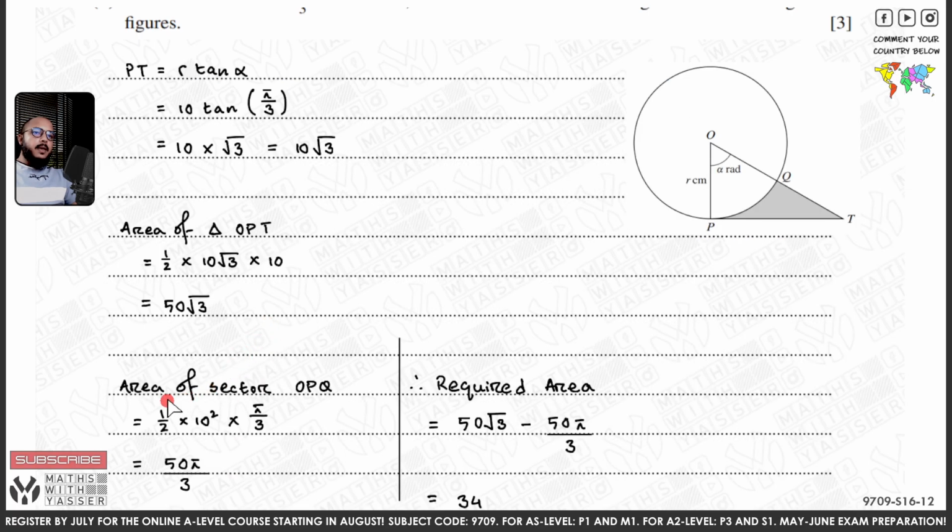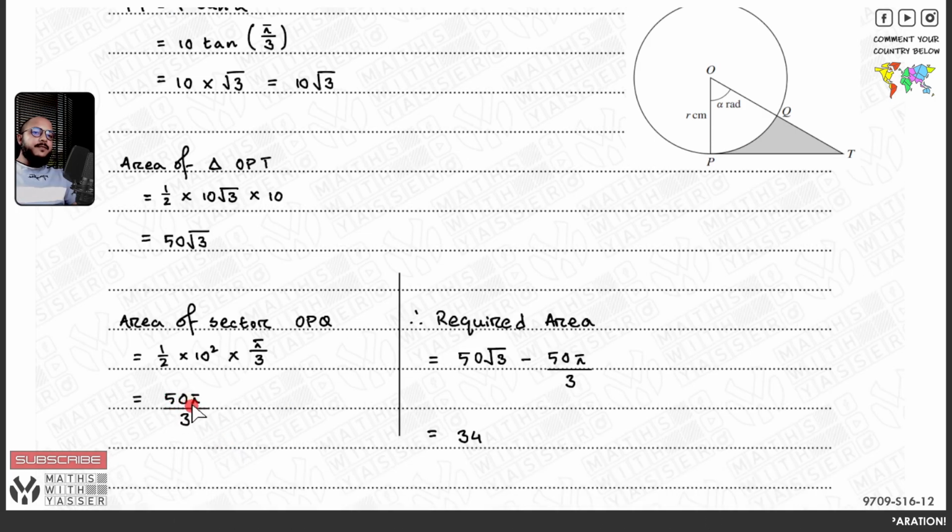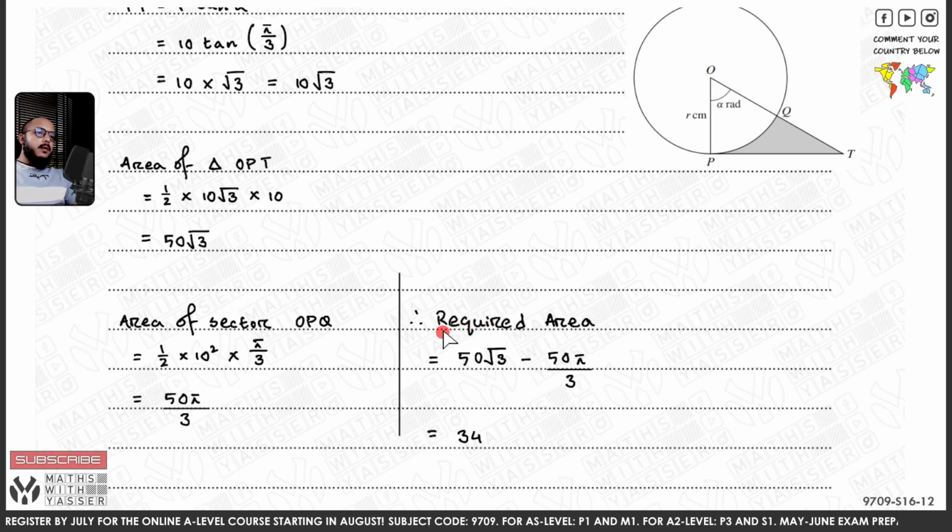Now for the area of the sector OPQ, the formula that we are using now is half R squared theta. So R is 10, so that will be 10 squared, and theta is pi by 3. So that gives us 50 pi by 3. And the required area must be then triangle minus the sector, which gives us 34.